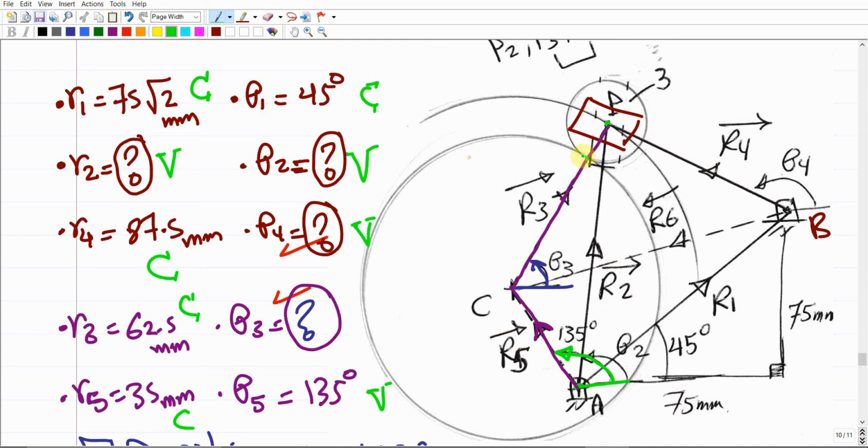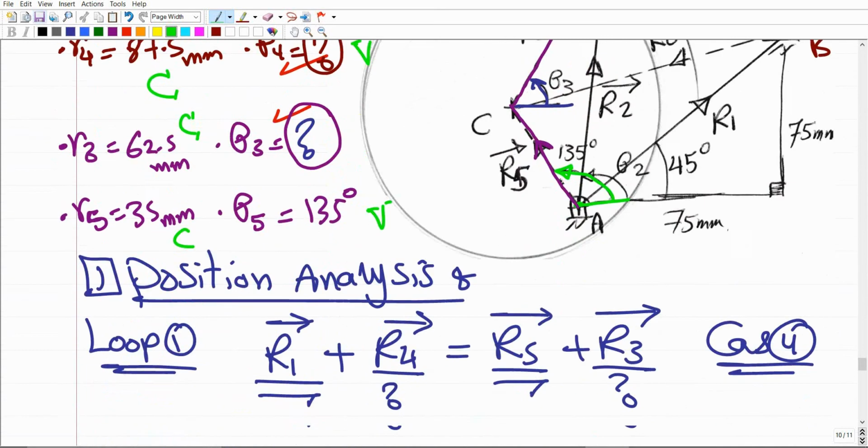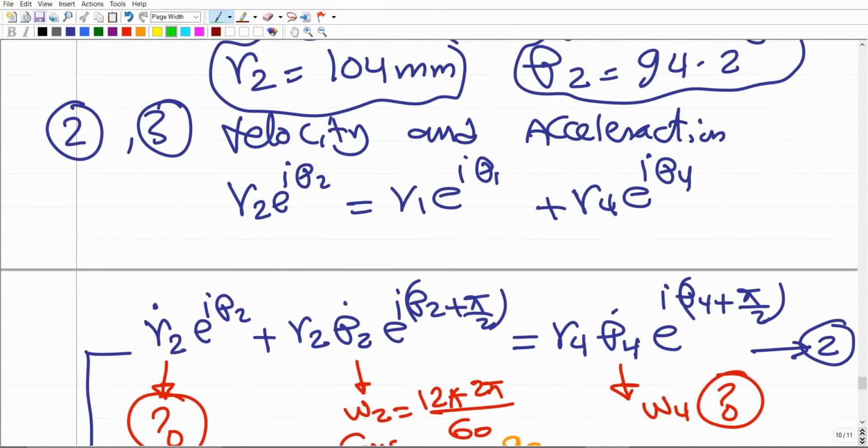If we are interested in the velocity or the acceleration of the contact point of the roller, which should be this point somewhere here, we're gonna set up another position vector between this point C and this point, which should be in the same direction as R3 but with a different length, shorter than R3, just the radius of the circle, 50 millimeters. Make sense? So that's it for today.